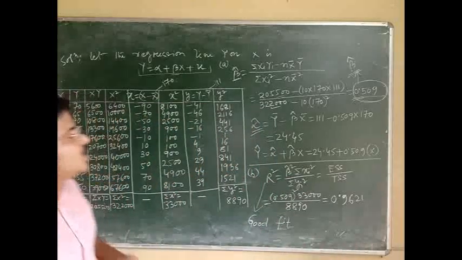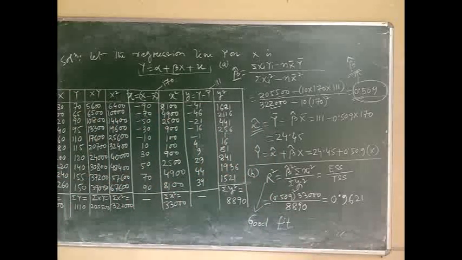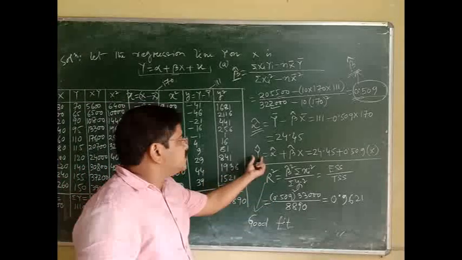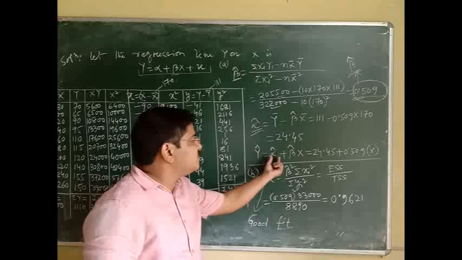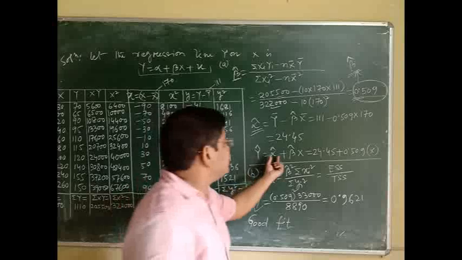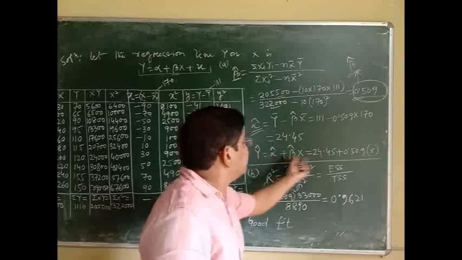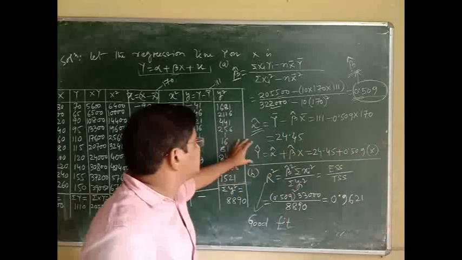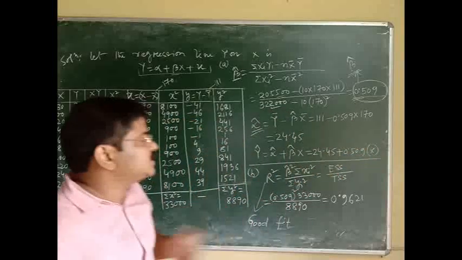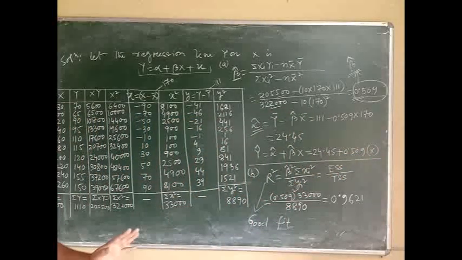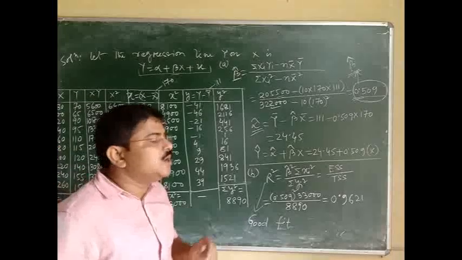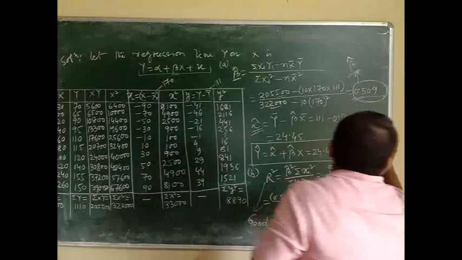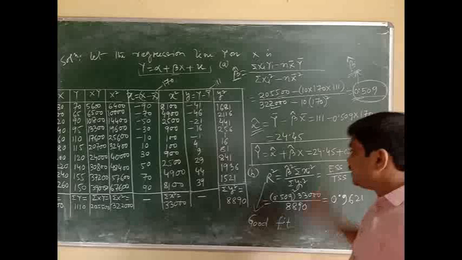Now if you plug the alpha hat and beta hat values into your regression line, you will get your regression line of y on x. So here the estimated y is equal to alpha hat plus beta hat x. The alpha hat value is this, the beta hat value is 0.509, and your x will be given. So this is your regression line. That completes the first part, question A. The question was to obtain the regression line of y on x using OLS, and by using OLS techniques, that is our regression line of y on x.